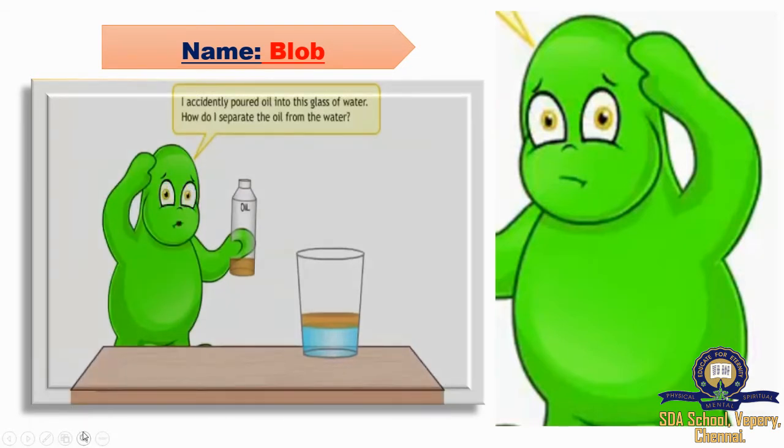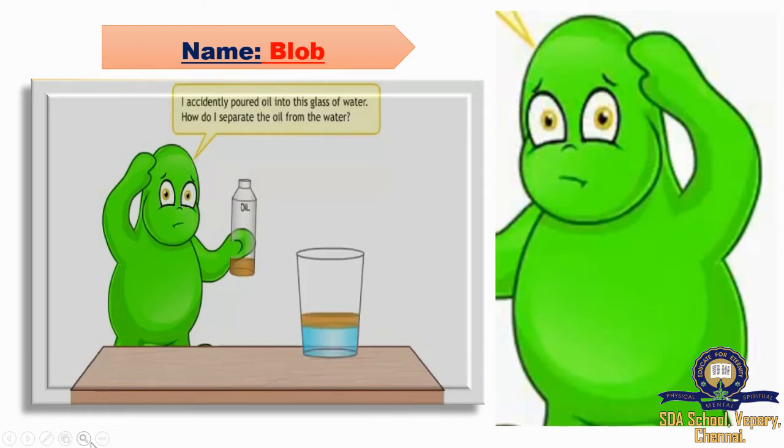I accidentally poured oil into this glass of water. How do I separate the oil from the water? Oh, so here by mistake he poured oil in water. Here, oil is a liquid and water is also a liquid. They are immiscible liquids. Oil doesn't dissolve with water, right?